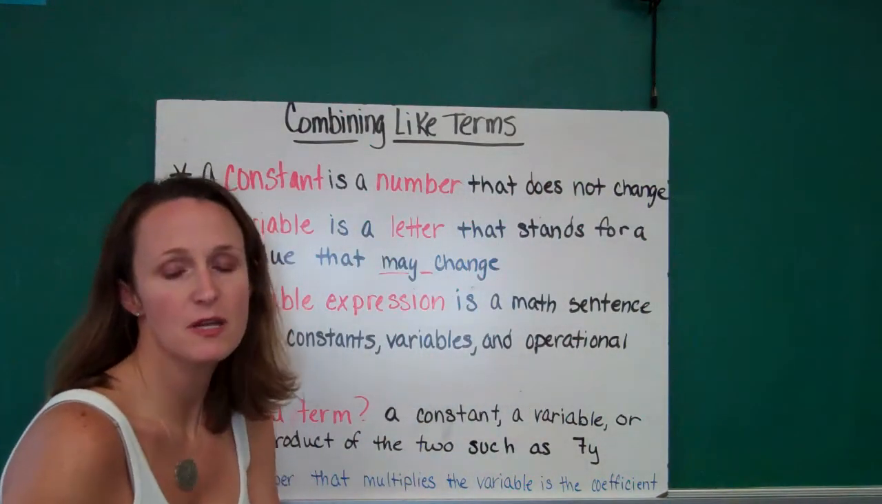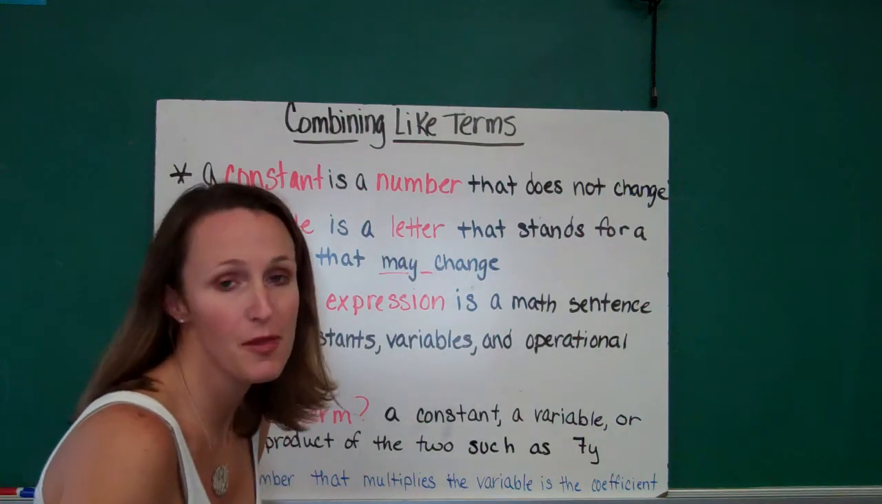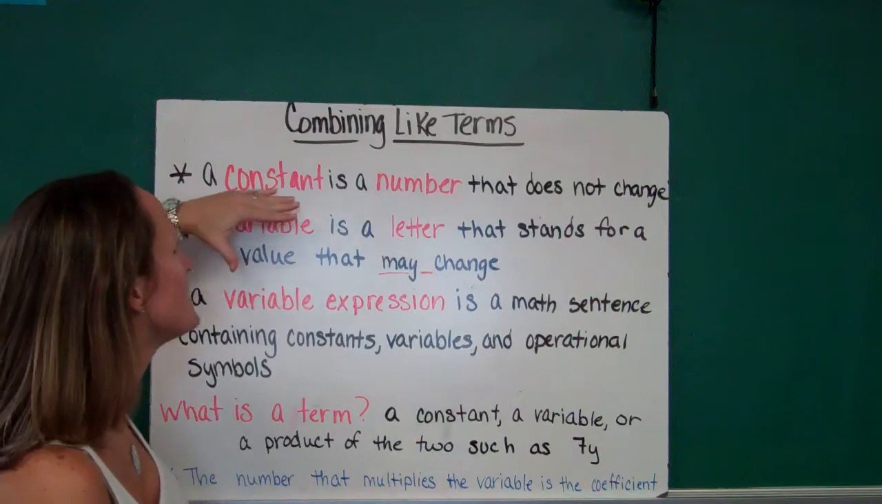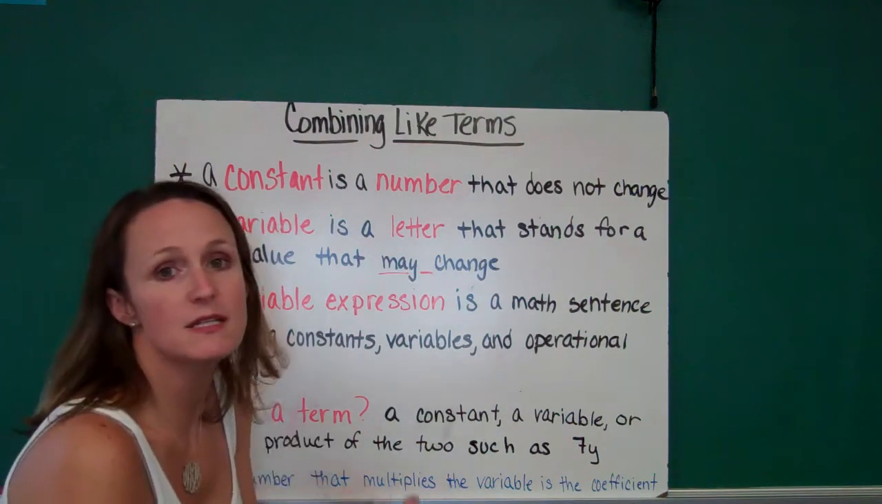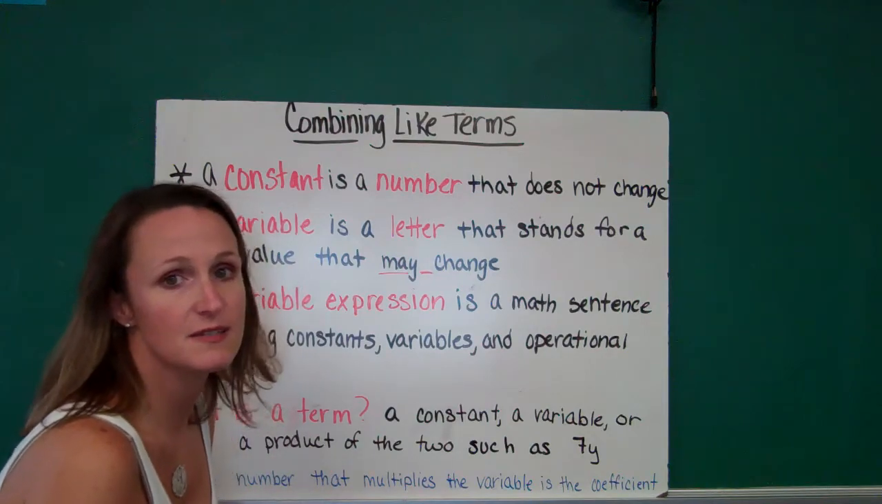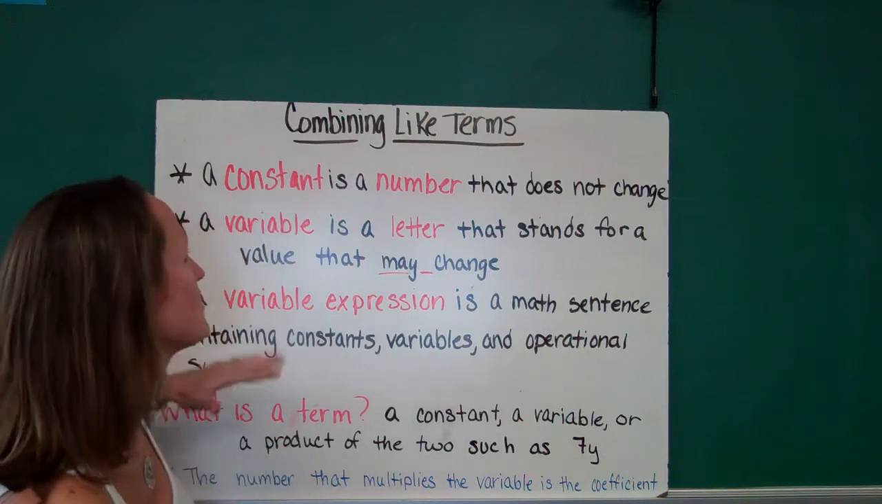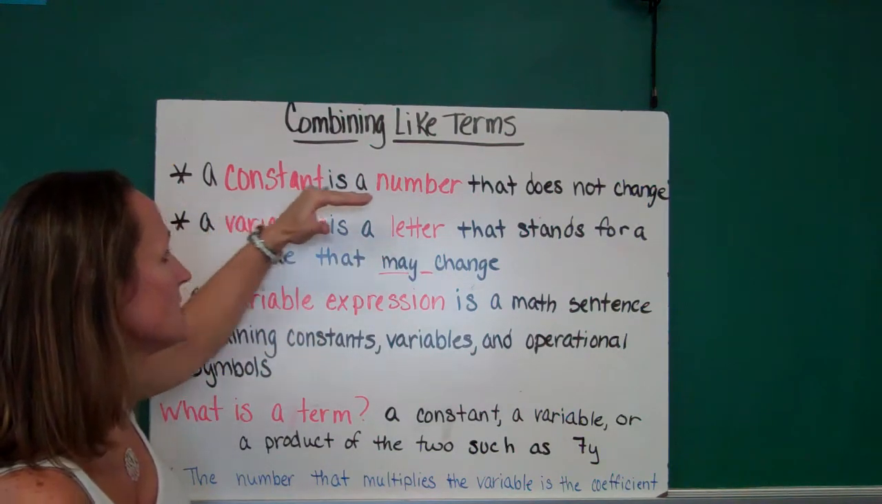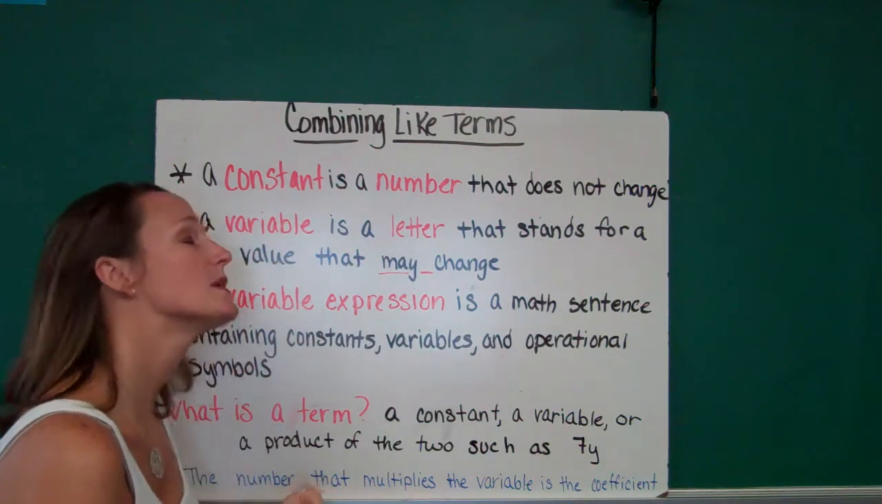Okay, in this video we're going to talk about combining like terms, and there's a whole lot of vocabulary, so I hope you're ready. Okay, so the first one we want to talk about is a constant. A constant is a number that doesn't change. Anything that's constant doesn't change, so that's why it's called that. So a constant is going to be a number. Just keep that in mind. Constant is a number.